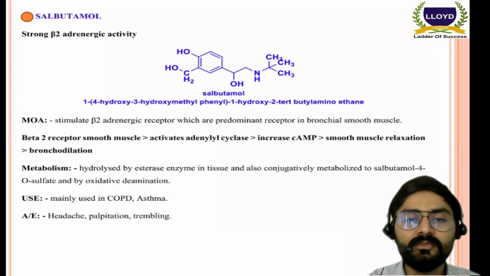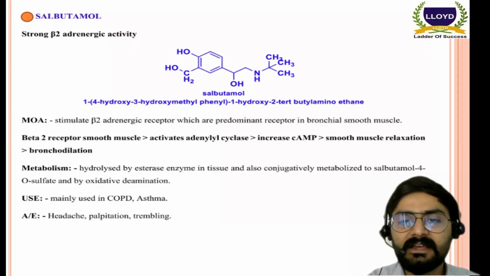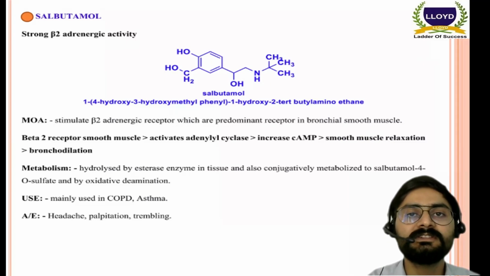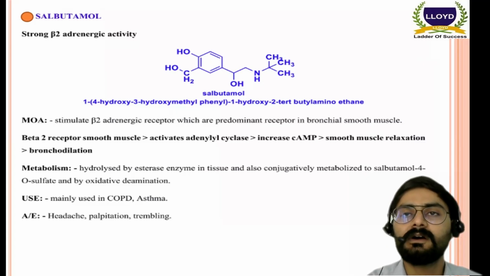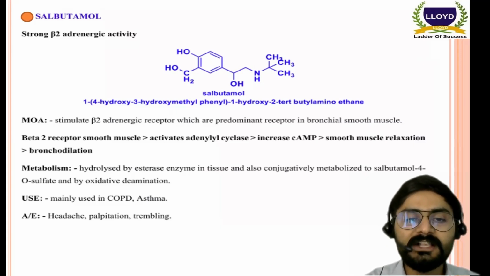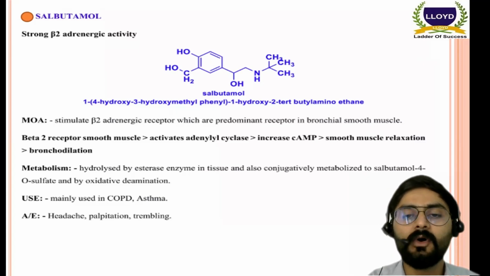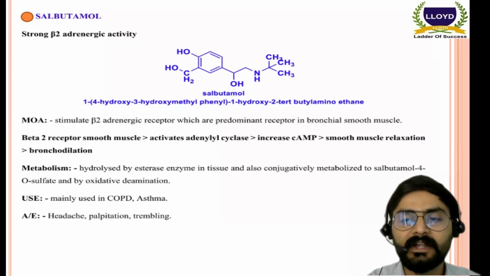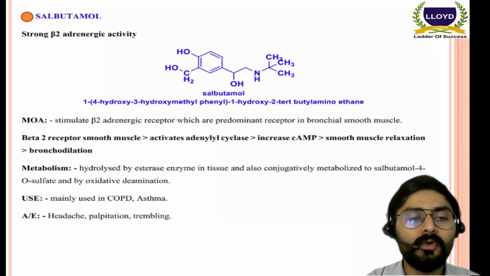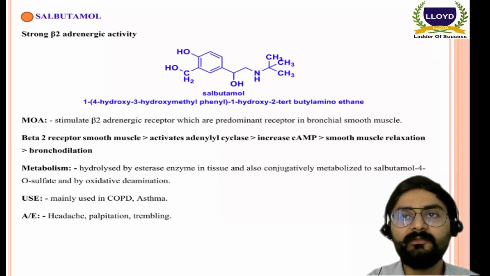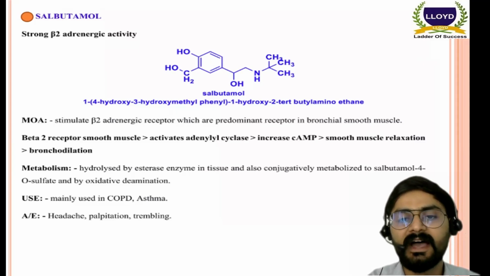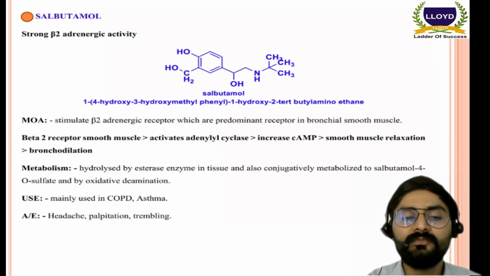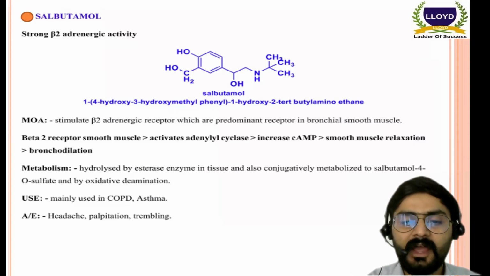Beta 2 receptor of smooth muscle activates adenyl cyclase, which increases cyclic AMP, and smooth muscles relax, which will directly lead to bronchodilation. The metabolism of this salbutamol is hydrolyzed by esterase enzyme in tissues and also conjugatively metabolized to salbutamol 4-O sulfate and by oxidative deamination. The major use of salbutamol is in COPD and asthma. The basic adverse effects are headache, palpitation, and trembling.